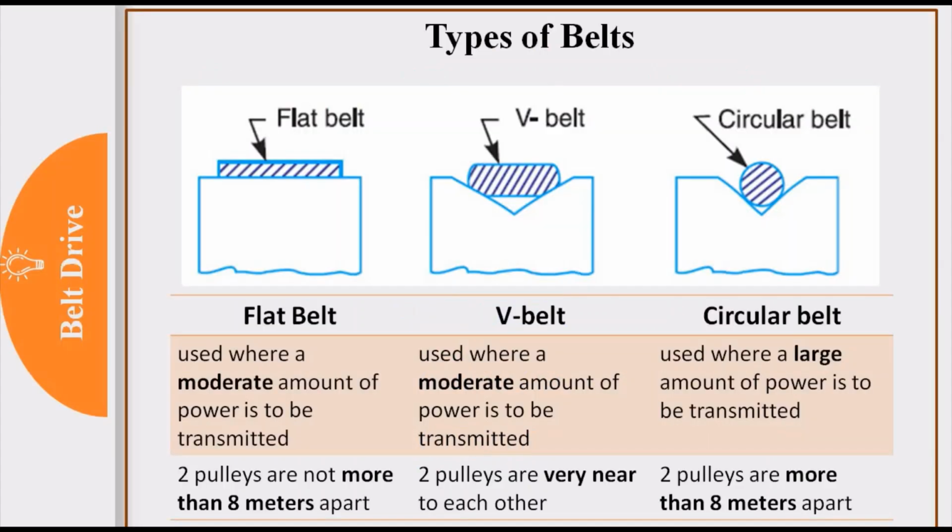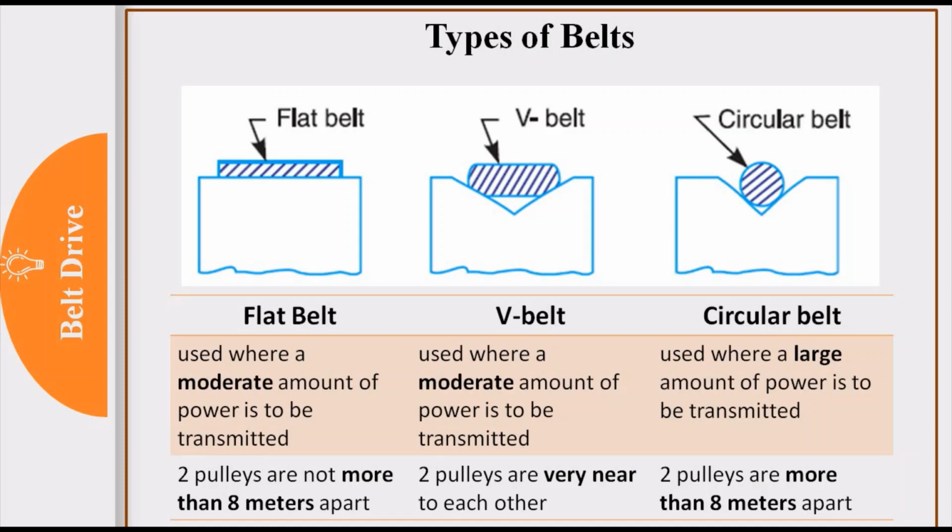So first is belt drive. To transmit the power from one shaft to another shaft, pulleys are mounted on 2 shafts and they are connected together by endless belts. That belt is kept into tension so that motion of input pulley is transferred to the output pulley.